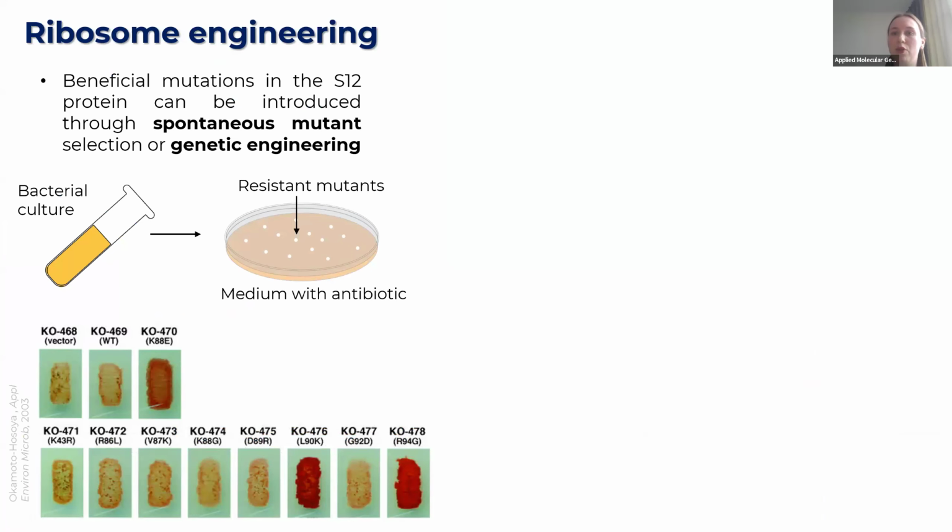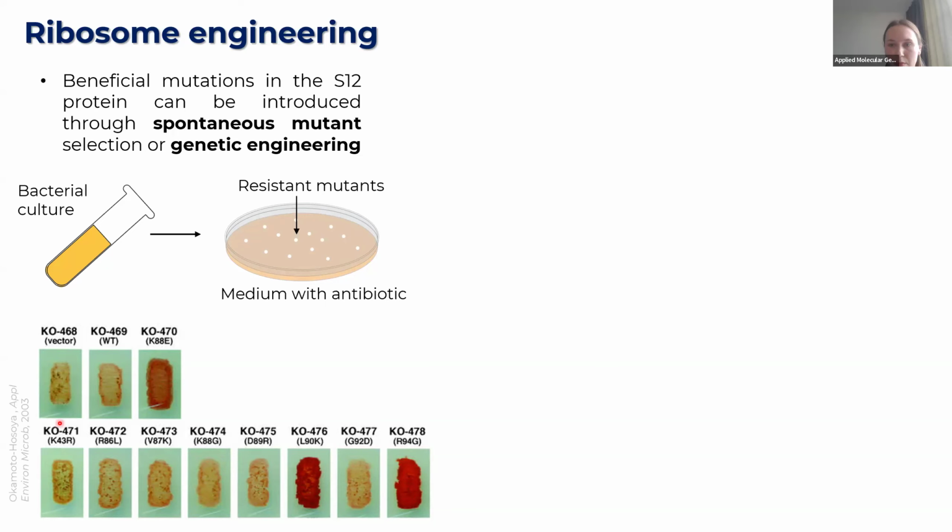Okay, and let's move on to the ribosome engineering, which is the formal term for introducing the RPSL mutations. It can be done by selecting for pre-existing RPSL mutations in bacterial culture, which confer resistance to streptomycin. Streptomycin is an antibiotic that binds to the ribosome and to the S12 protein. So mutations in S12 protein are a common resistance mechanism to streptomycin. And by coincidence, it is historically one of the approaches to isolate improved Streptomyces strains.